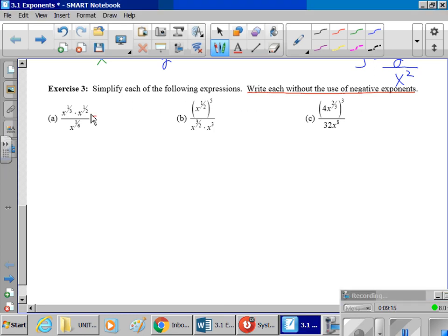So in your calculator, you're going to do 1/3 plus 1/2, which is x to the 5/6, divided by x to the 1/6. And now you're simply going to put in your calculator 5/6 minus 1/6, and you get x to the 2/3.